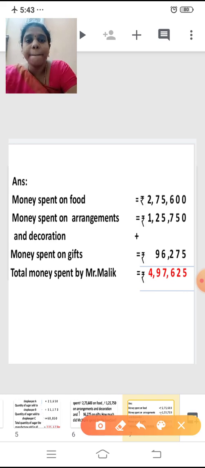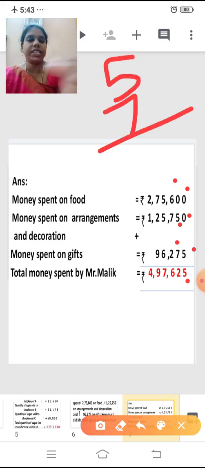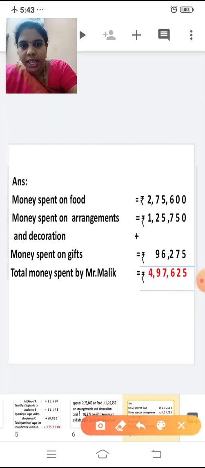So, first add the ones place. 0 plus 0 is 0. 0 plus 5, 5. So, write 5 here. Move on to the tens place. 0 plus 5, 5. 5 plus 7. With 7, I am going to add 5 numbers. After 7, 8, 9, 10, 11, 12. 2 I am writing it here. And 1 will be carried over to the hundreds place.